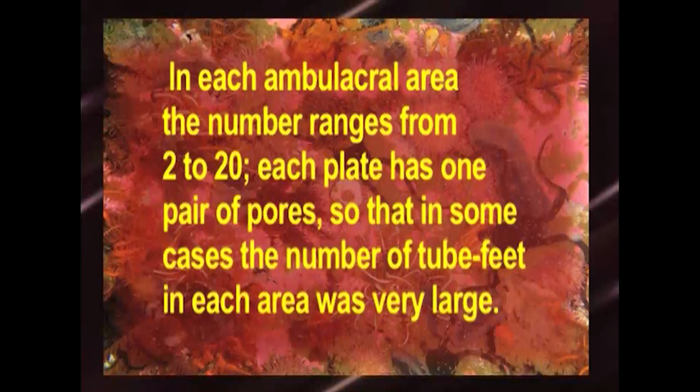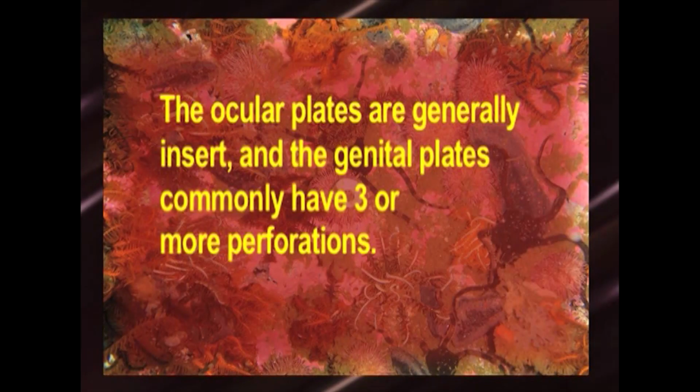The corona is characterized by consisting of more than 20 columns of plates in each ambulacral area. The number ranges from 2 to 20. Each plate has a pair of pores, so that in some cases the number of tube feet in each area was very large. In the interambulacral area, the number of columns varies from 3 to 14. Some forms have a rigid test, but in many genera the plates of both areas developed so that the test was flexible. The ocular plates are generally insert, and the genital plates commonly have 3 or more perforations.